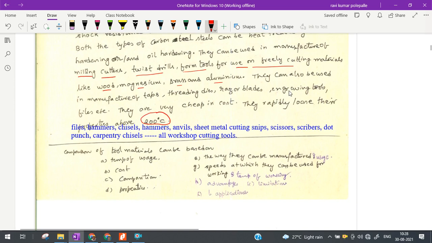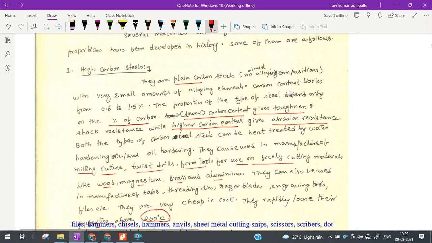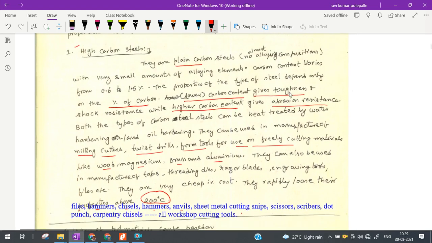All the workshop tools which we see, some files, hammers, chisels, anvils, sheet metal cutting snips, scissors, scribers, dot punch, carpenters. So they are all nothing but the tools made of this high carbon steels. So this is the first tool material.